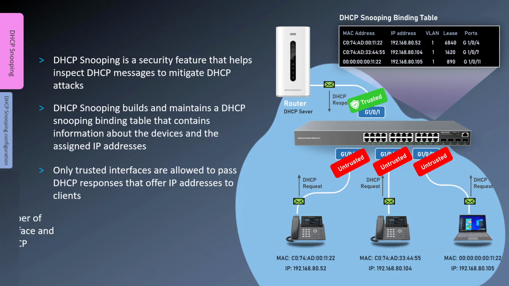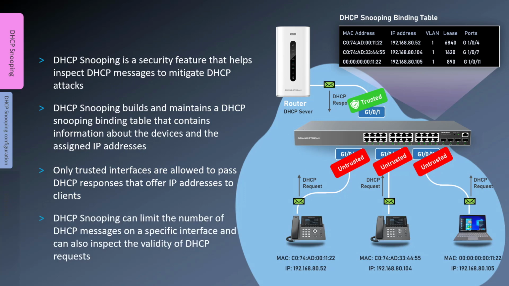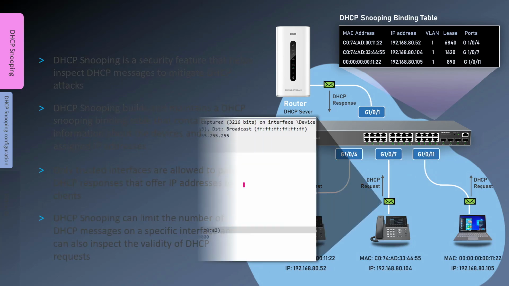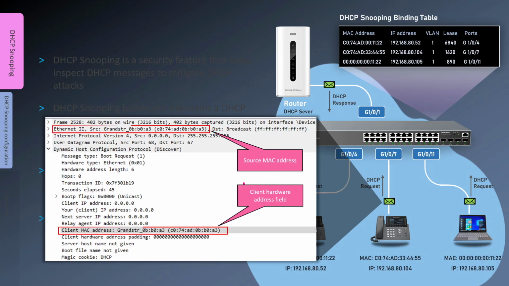To safeguard against DHCP starvation attacks, DHCP snooping can limit the rate of requests so the router or DHCP server does not get overwhelmed by excessive DHCP requests. It can also be enabled to validate requests before they are forwarded to the router. Basically, the switch will verify if the client hardware address field in a DHCP request matches the source MAC address in the frame. If they match, the switch passes the request to the DHCP server. If not, the request will be dropped.